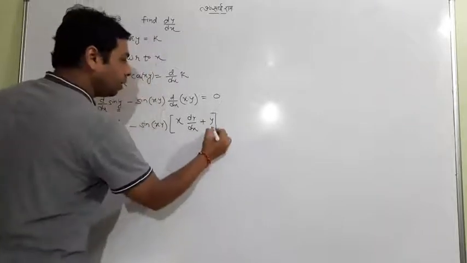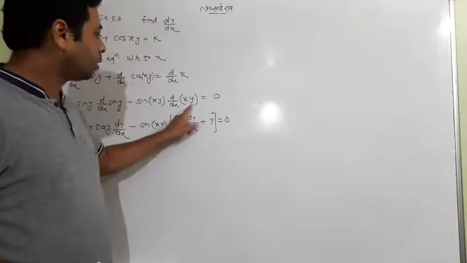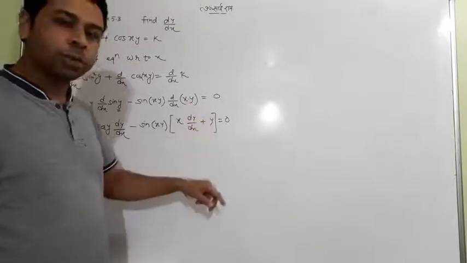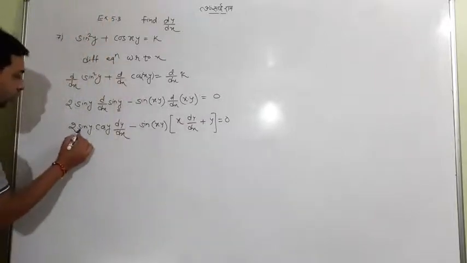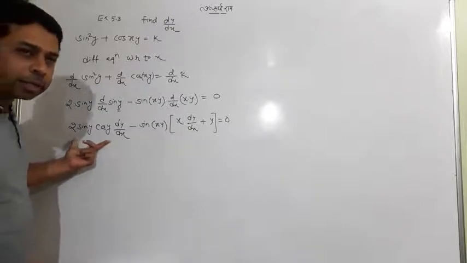So I simply write here 1, like first function x, differentiation of second dy by dx, second function y, and differentiation of x is 1. And lastly 2 sine y cos y, you can write this by the formula sine 2 theta.